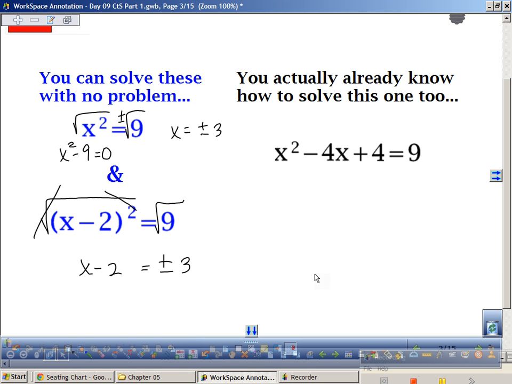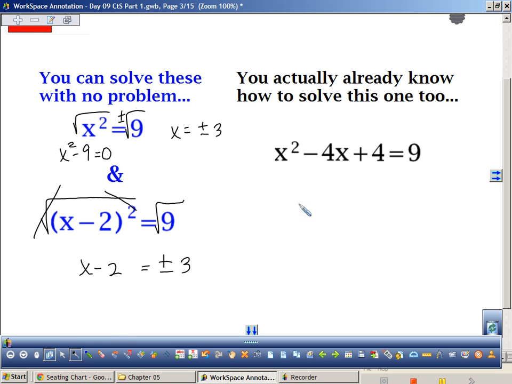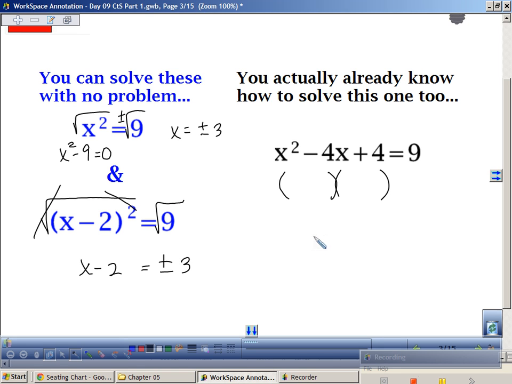Can anybody see the squares in there? Remember I told you what's the first thing you always look for? GCF. What's the second thing you always look for? Squares. There's a square here, and there's a square there. Is this a perfect square trinomial? Let's look. X and X, 2 and 2. Since this is plus and this is negative, does that work? Yeah? Negative 2x and negative 2x makes negative 4x.